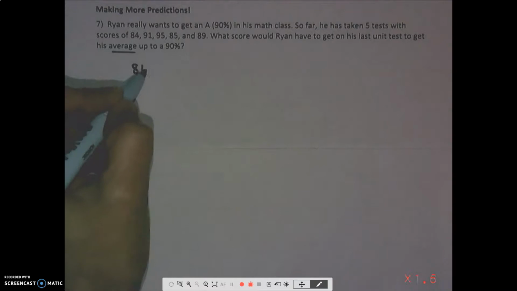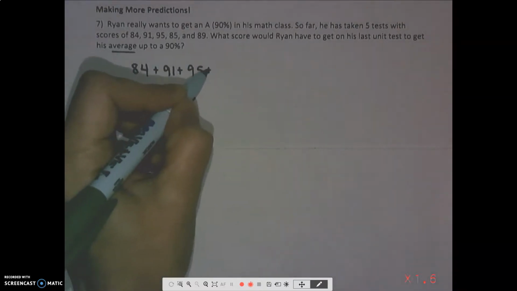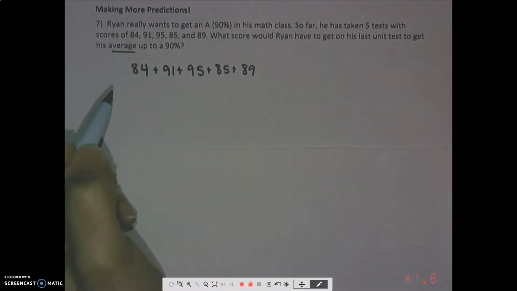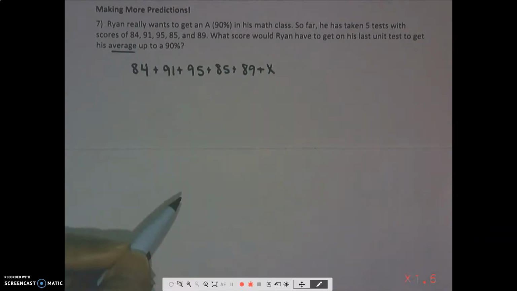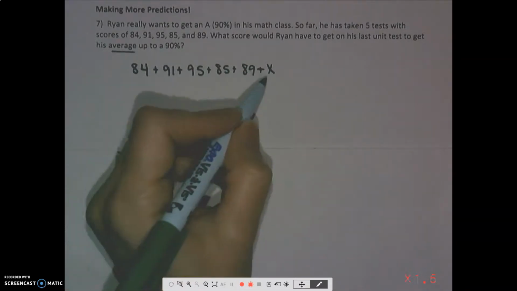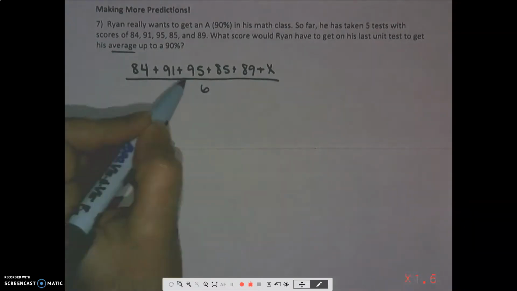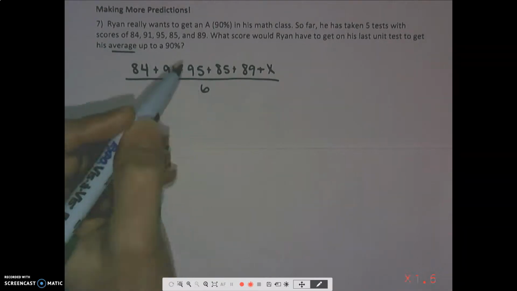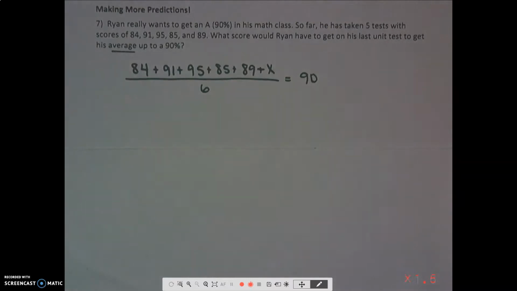Okay, so we're finding average, and to do that, we would add all of these up. So we would add 84 plus 91 plus 95 plus 85 plus 89. Those are his first 5 tests. But we have one more, and we have no idea what grade Ryan's going to get on that. Now, we're going to divide all of that by 6 tests because he's already taken 5, but we need one more test. This is going to make our average be 90. Okay, this is what Ryan's goal is.